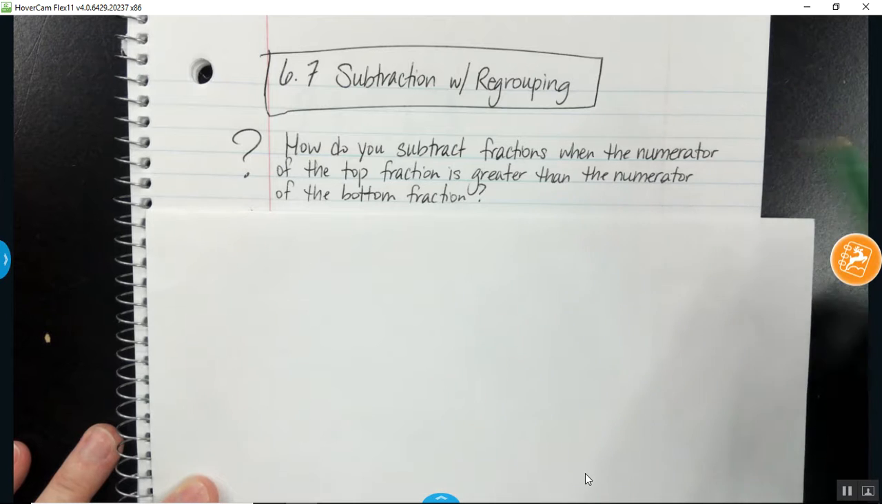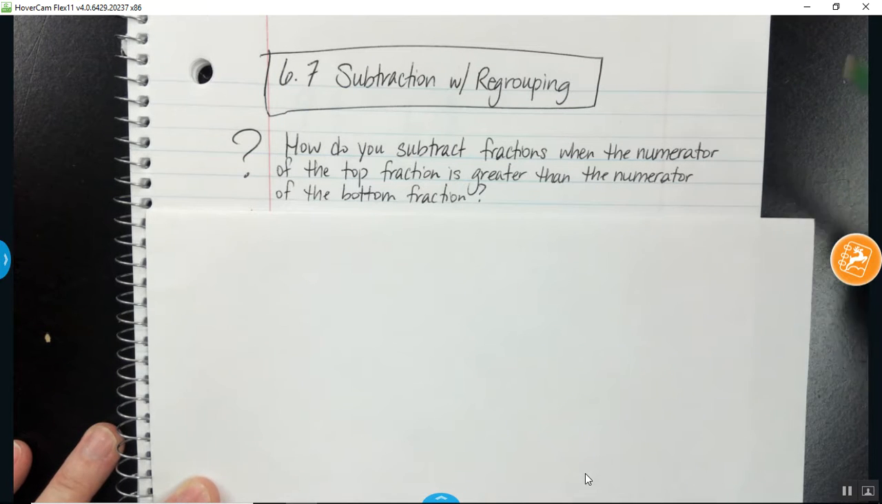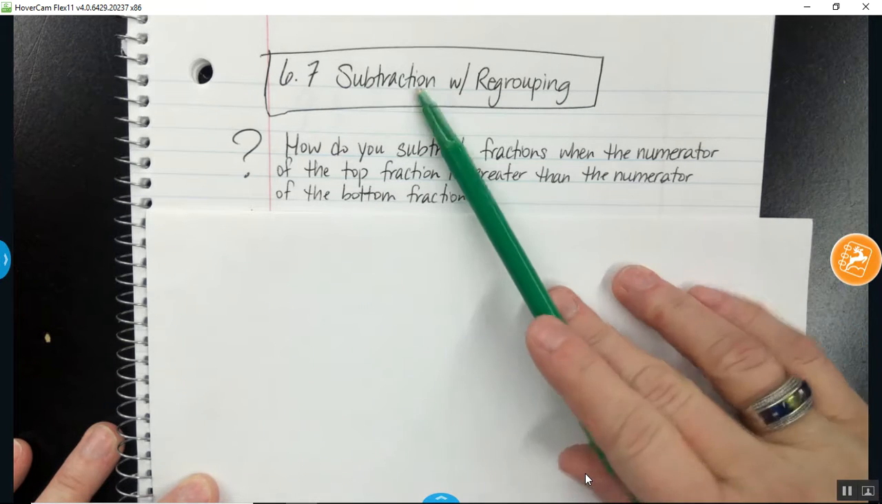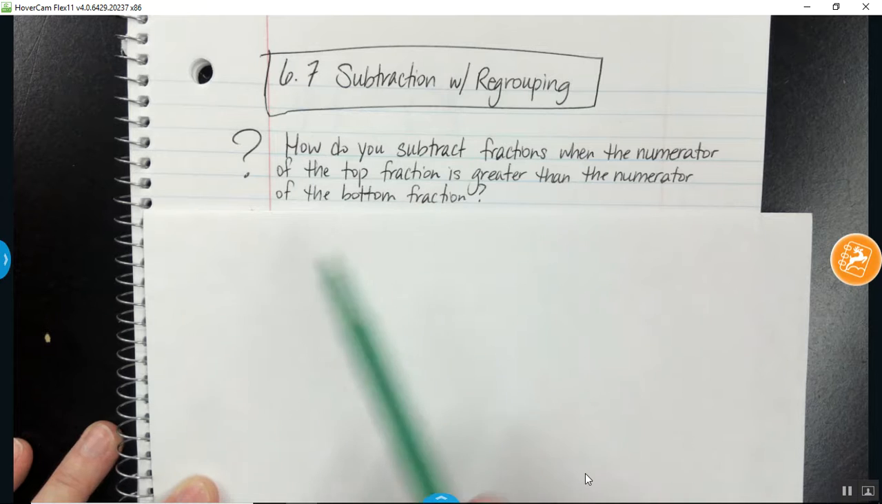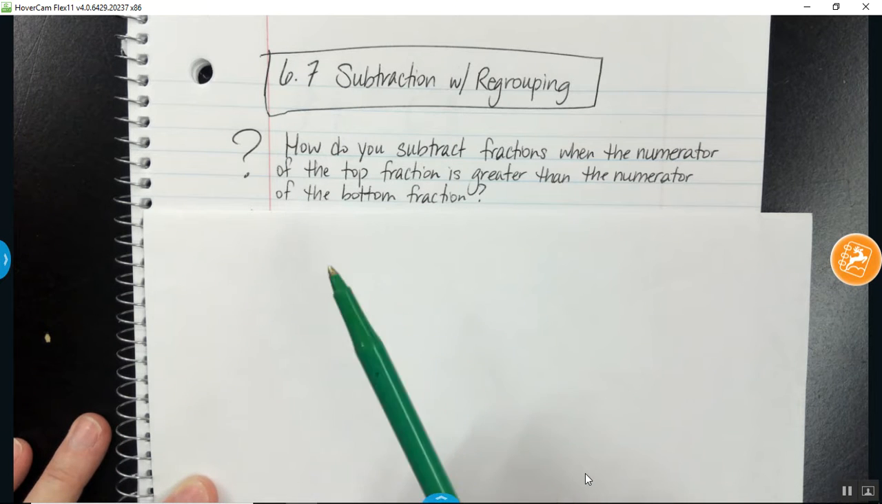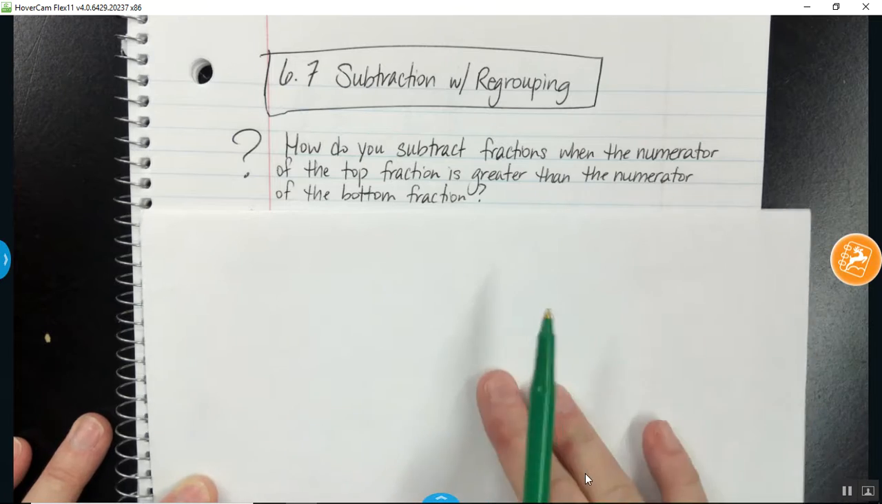All right, how do you subtract fractions when the numerator of the top fraction is greater than the numerator of the bottom fraction? So this is regrouping, but with fractions. You know how to regroup, right? More on the floor, borrow from next door, and add 10 more. It's kind of like that, but different.